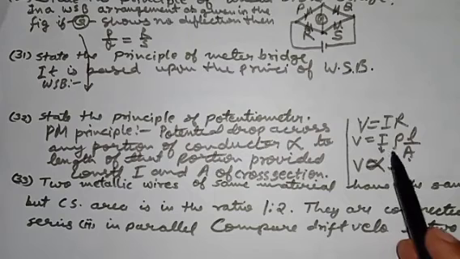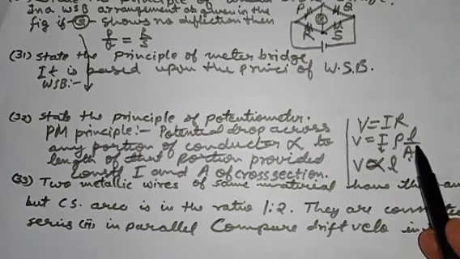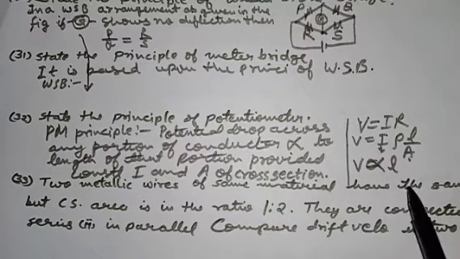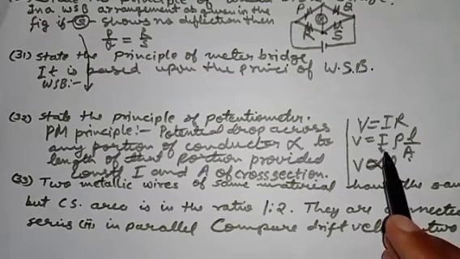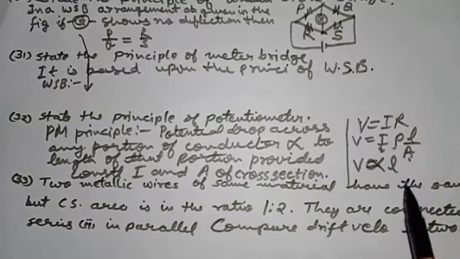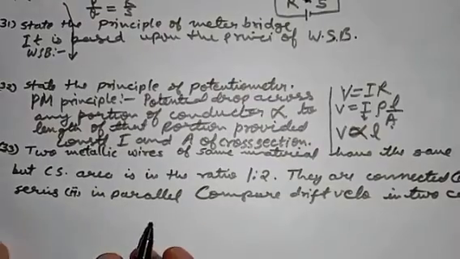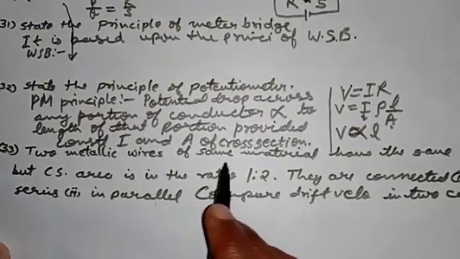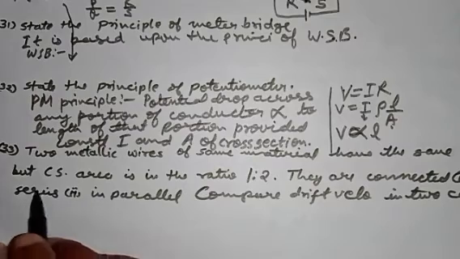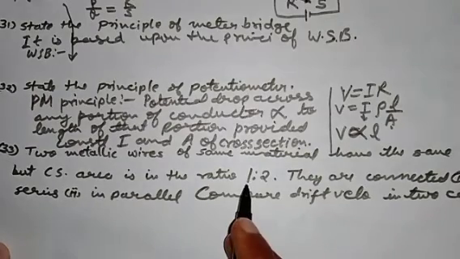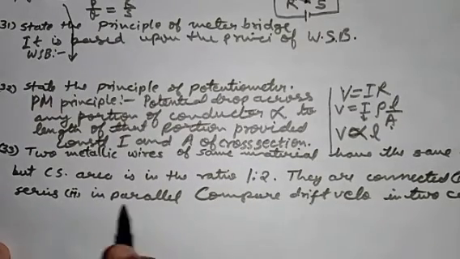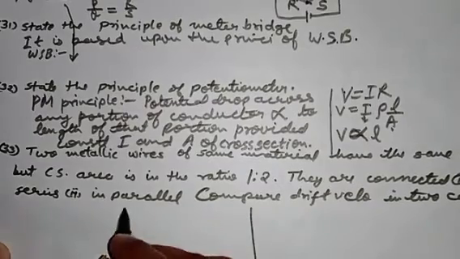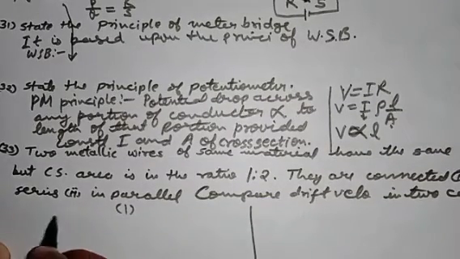V equal to I rho upon A multiplied by L. So V is directly proportional to L, only when I and A are constant. Now, two metallic wires of the same material have the same length, but cross-sectional areas in the ratio 1 is to 2. They are connected in series, and in parallel. So first in series. In series, I will be the same.